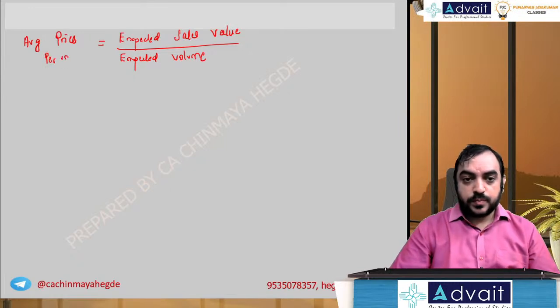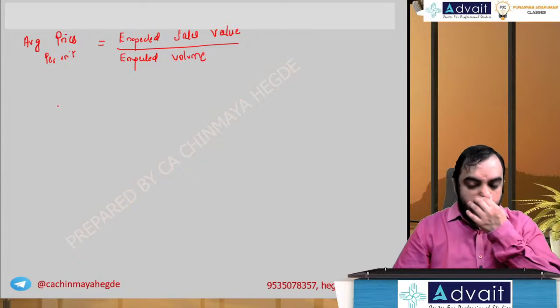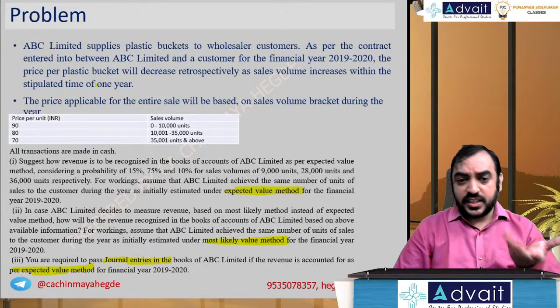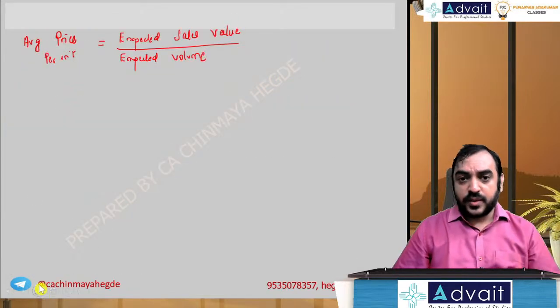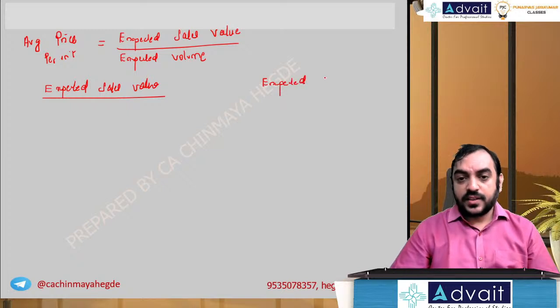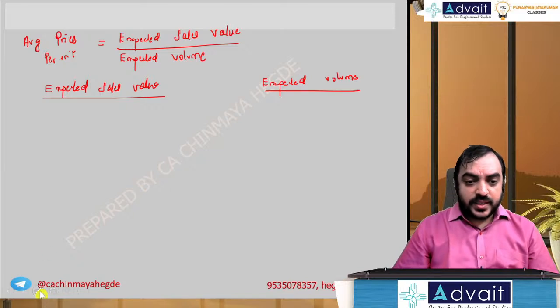Average price per unit. I'm sure the solution is there, but still let me try to present it in a simpler manner. Same thing, only the presentation part is different. So first I'll calculate the expected sales value, and then I'll calculate expected volume, then I'll take an average. Okay, now expected sales value.